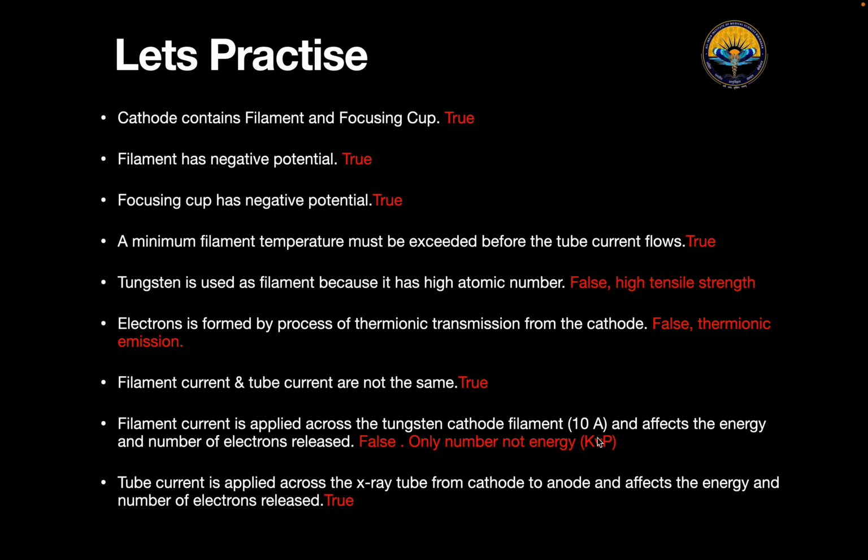Whereas tube current is the current which is applied between the cathode and anode. So if we increase the tube current, then more and more number of electrons will be released from the cathode, and they will go and hit the anode faster also. So it will increase the number of electrons and energy also.